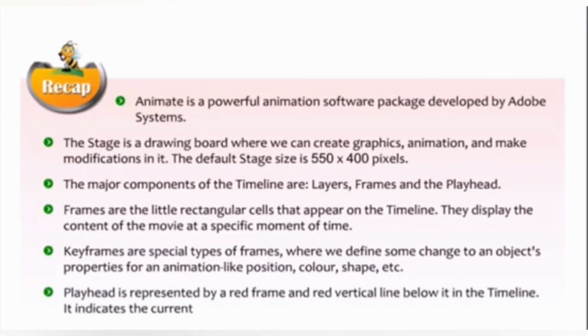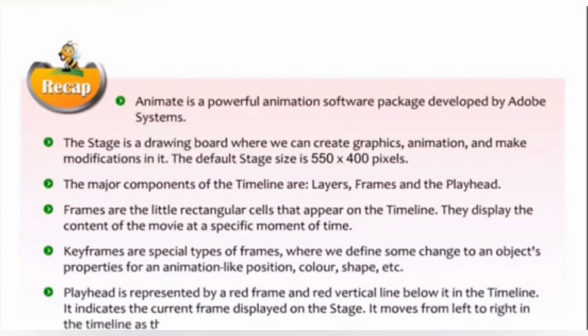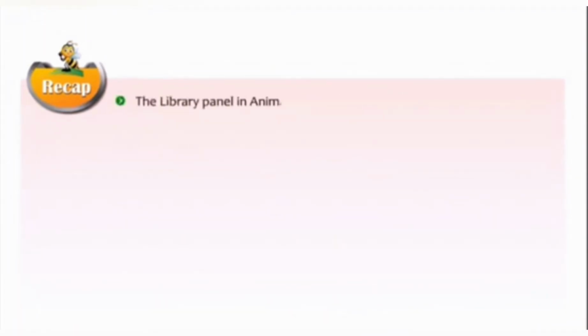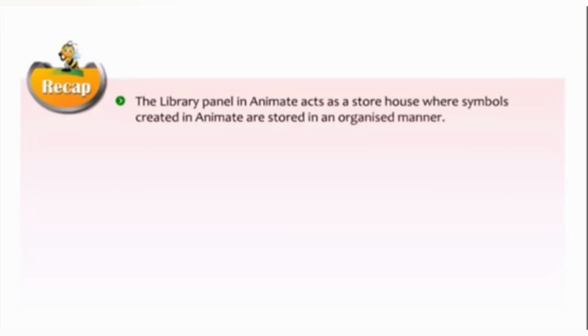Playhead is represented by a red frame and red vertical line below it in the timeline. It indicates the current frame displayed on the stage. It moves from left to right in the timeline as the movie proceeds through the frames. The library panel in Animate acts as a storehouse where symbols created in Animate are stored in an organized manner.